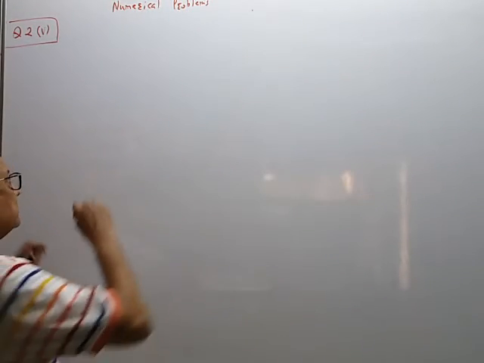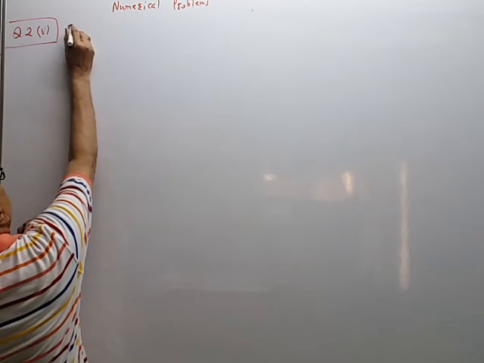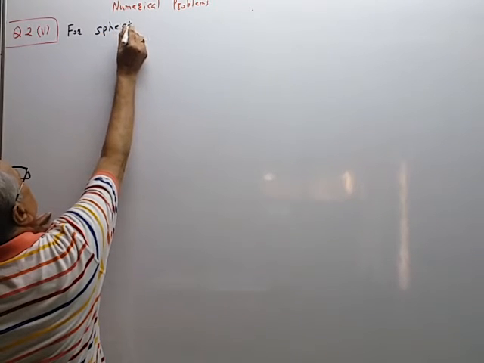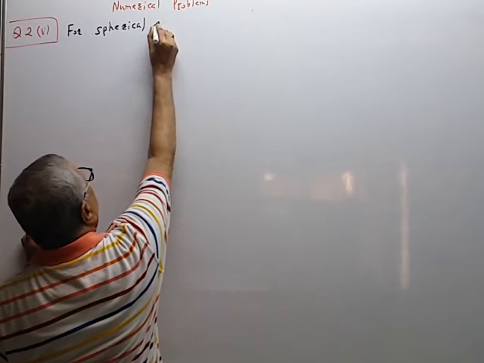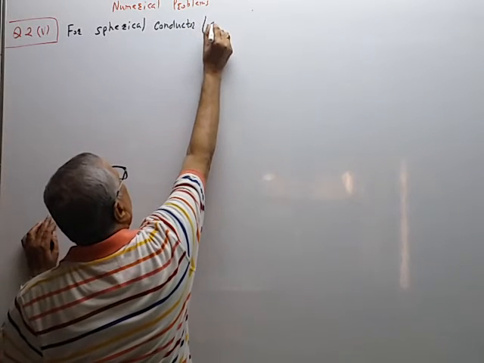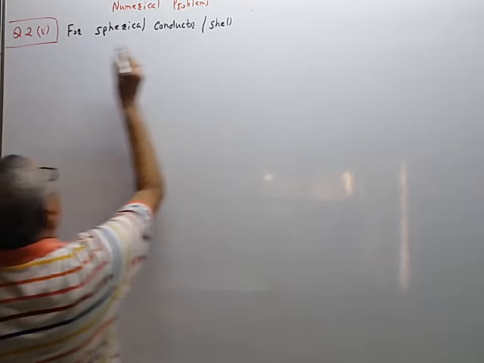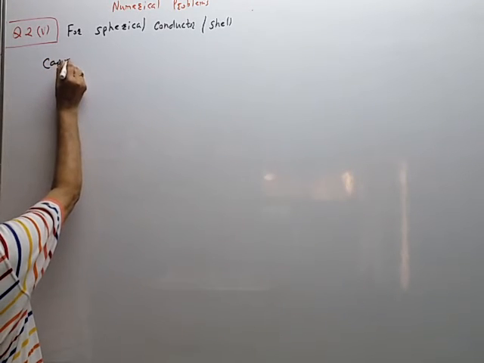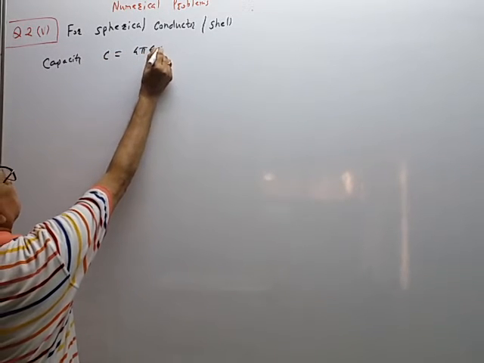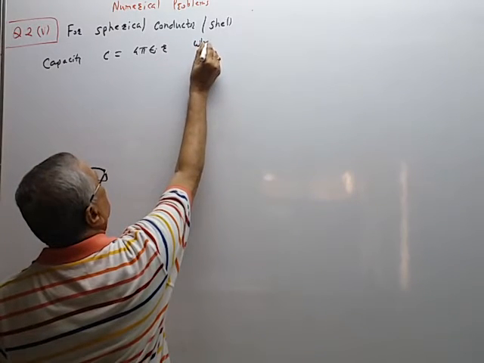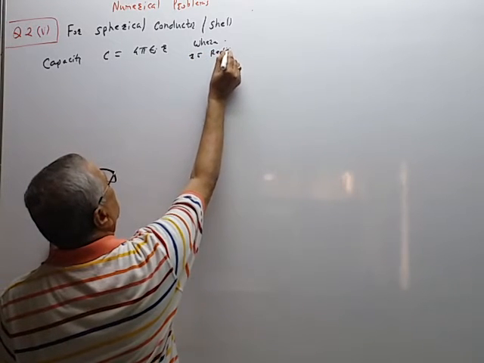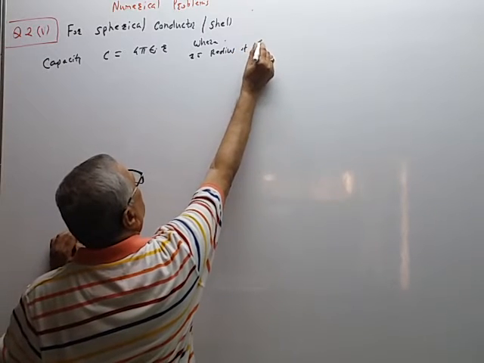So capacity for the spherical shell is given like this. For a spherical conductor or shell, capacity C is equal to 4 pi epsilon naught r, where r is equal to the radius of the sphere.